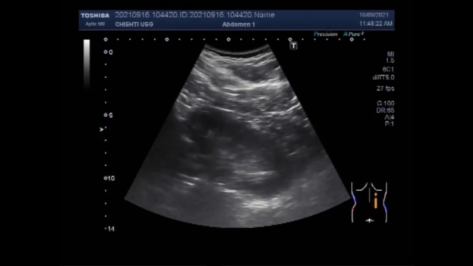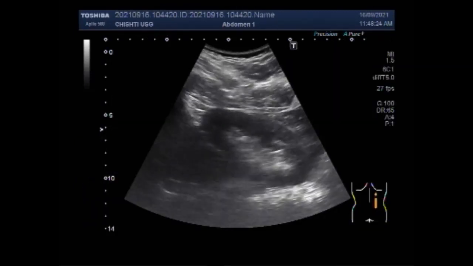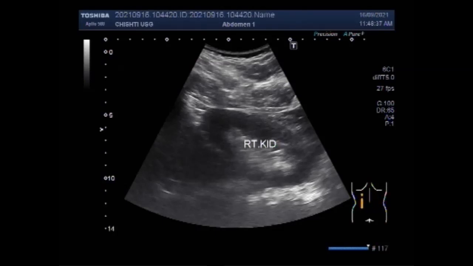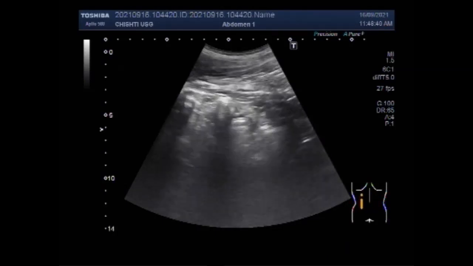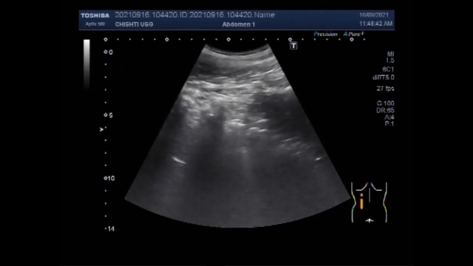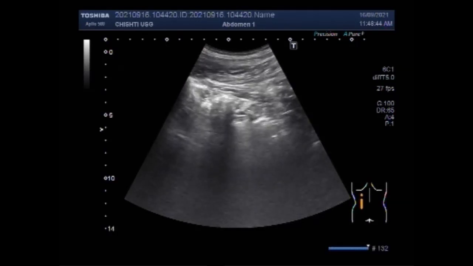This is the normal kidney, that is the right kidney, and it is located in its normal anatomical position. The left kidney is missing from its normal anatomical position, and you will see the left kidney is located in the left pelvic cavity, just adjacent to the urine-filled urinary bladder.